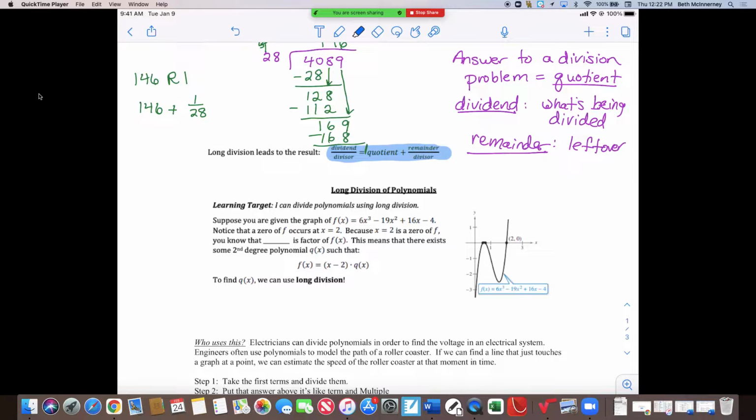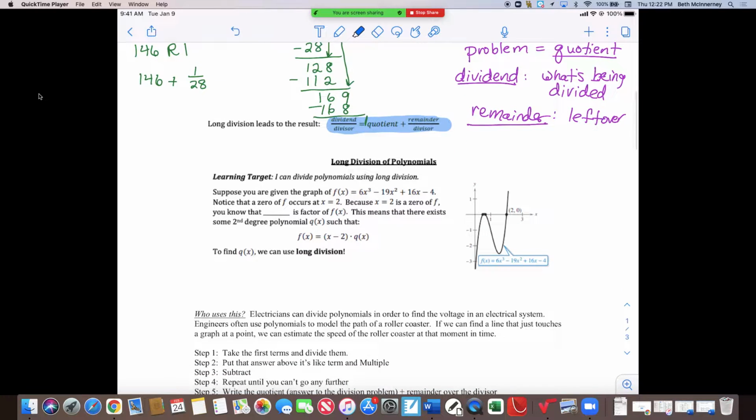Suppose you're given the graph of f of x equals 6x cubed minus 19x squared plus 16x minus 4. Do you see my end behavior? I have my end behavior, and I have that there is a 0 at x equals 2. But I don't know exactly what that other 0 is. It's not crossing at 1. It's not quite at a half.